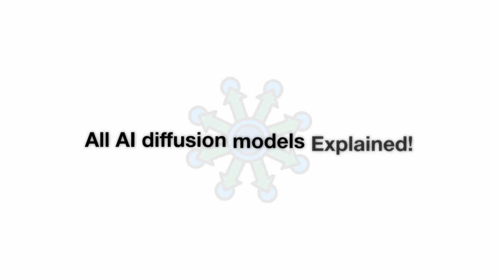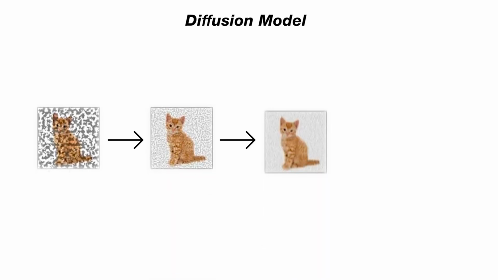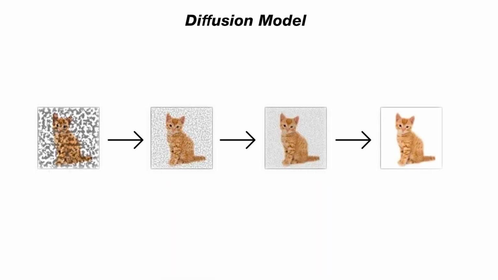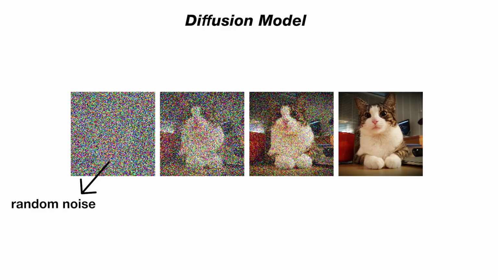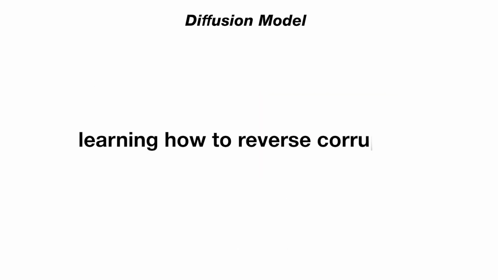All AI diffusion models explained. Let's start from the basics. Diffusion models generate data by gradually removing noise. Starting off, the process is all random noise, and it reconstructs the image step by step, learning how to reverse corruption.